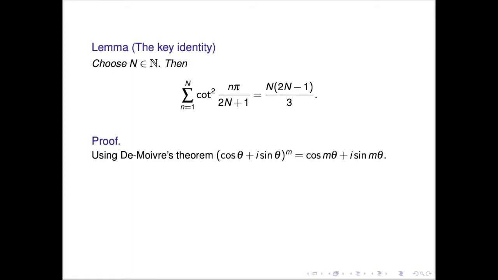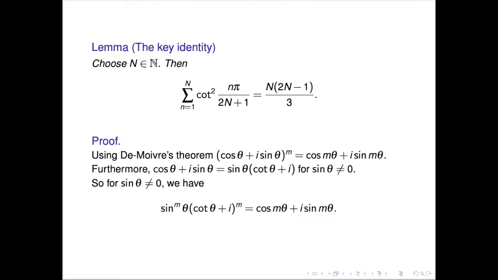De Moivre's theorem makes an appearance in the beginning. So if m is a natural number, then we know that cosine theta plus i sine theta raised to the power m equals cosine m theta plus i sine m theta. Here theta can be any real number. Furthermore, if sine theta is non-zero, then it can be factored out from the expression cos theta plus i sine theta to give sine theta times cotangent theta plus i.